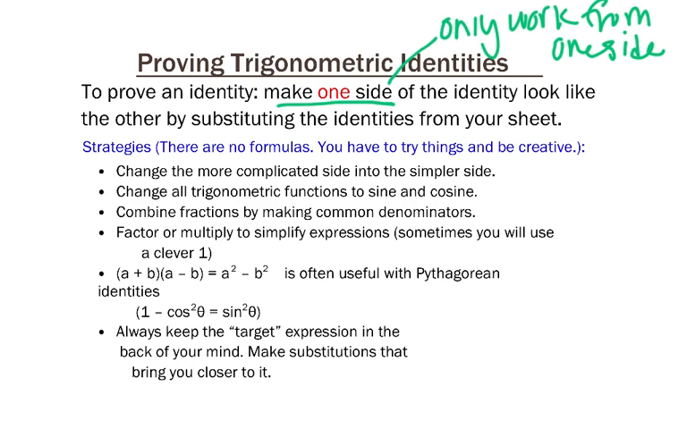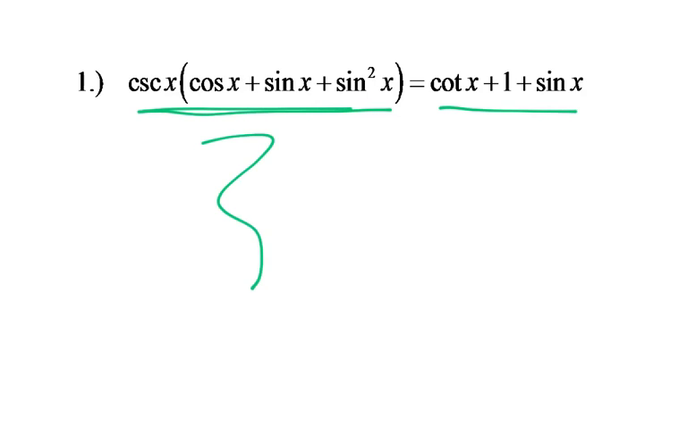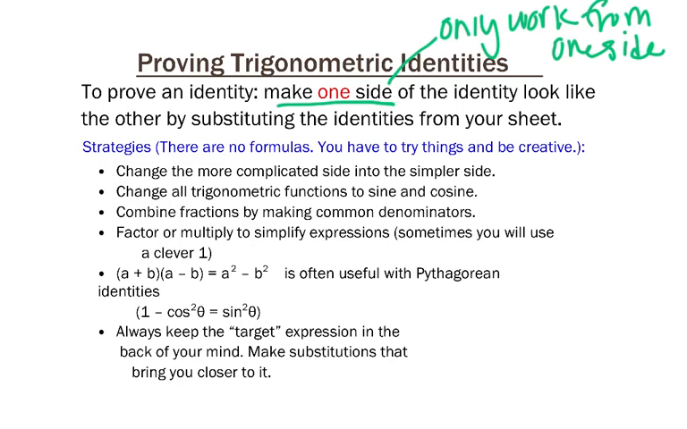That's not to mean that a strategy isn't go to the answer, if you will, and try to work backwards. The idea is that you would pick one of the more complicated sides and try to actually simplify it. This definitely looks like a lot more symbols going on than that one, so I might start on this side and try to change it to match.